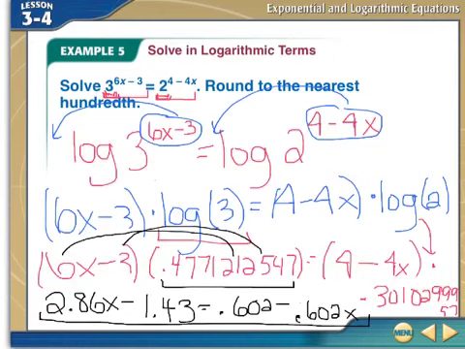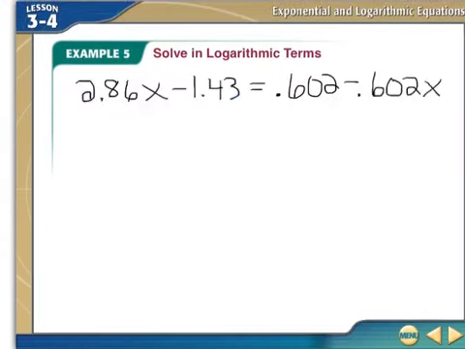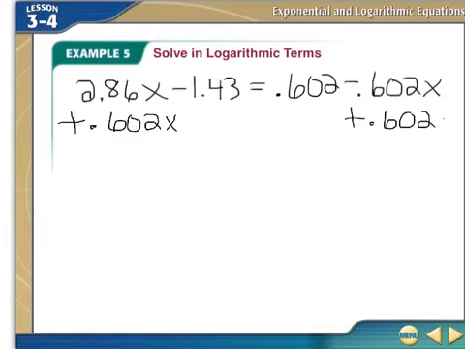Now my goal here is to solve for x, so on the next slide I'm going to go ahead and continue solving this equation and get x by itself. So in the last slide we had the equation 2.86x minus 1.43 equals 0.602 minus 0.602x. Now I'm going to finish solving this equation for x. I'm going to start by adding 0.602x to both sides of the equation.